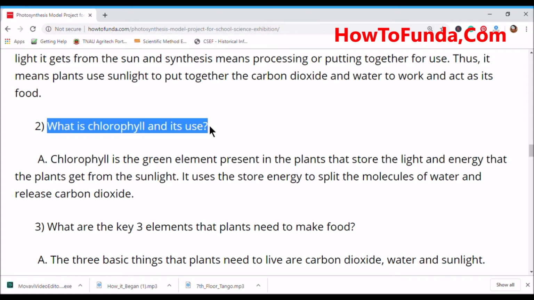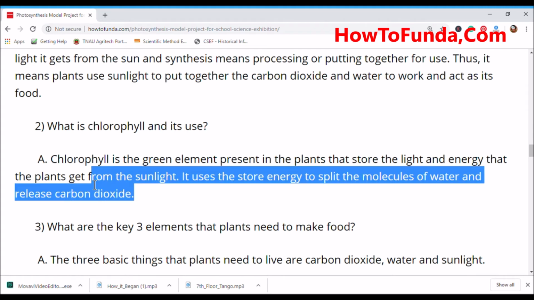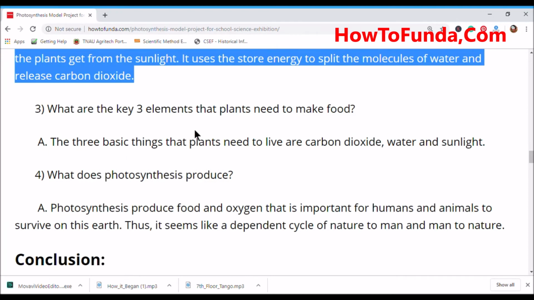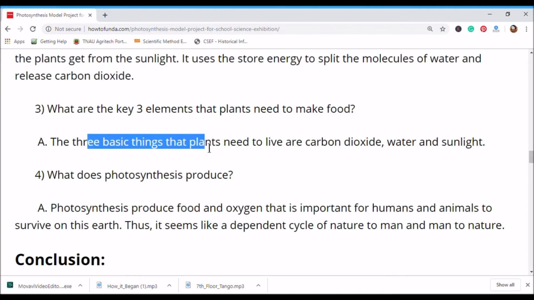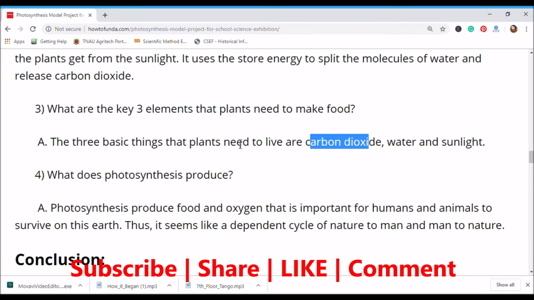What is chlorophyll and its uses? Chlorophyll is a green element present in the plant that stores the light and energy that the plant gets from the sunlight. It uses the stored energy to split the molecule of water and release oxygen. What are the three elements that plants need to make food? The three basic things plants need to stay alive are carbon dioxide, water, and sunlight.